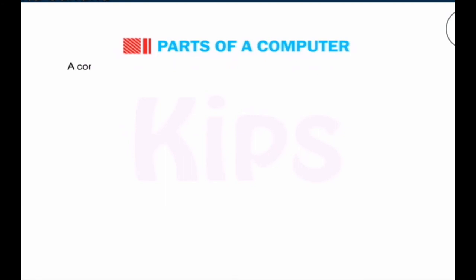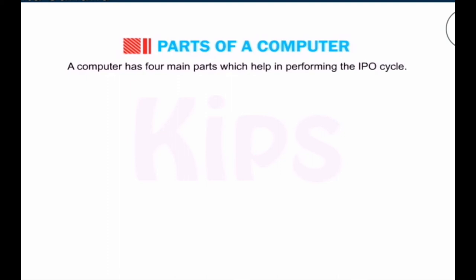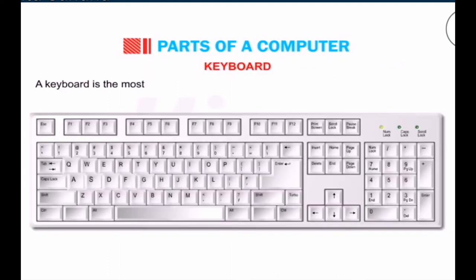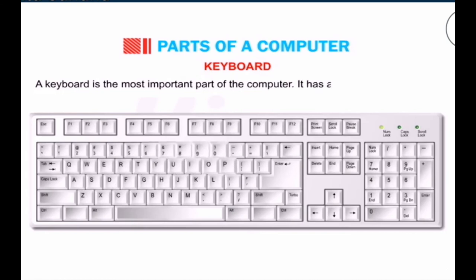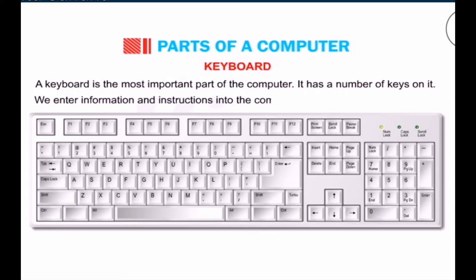Let's talk about the parts of computer. A computer has four main parts which help in performing the IPO cycle, as we have already studied. First is the keyboard. It's an important part. It has a number of keys and we can enter data and instructions through the keyboard.